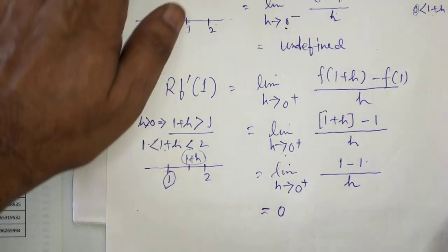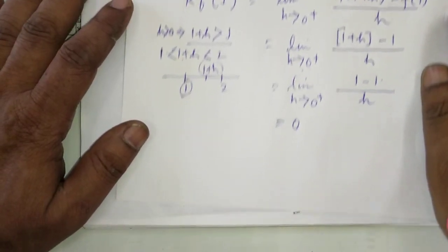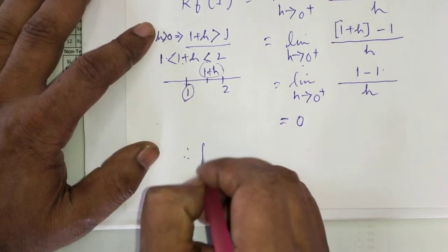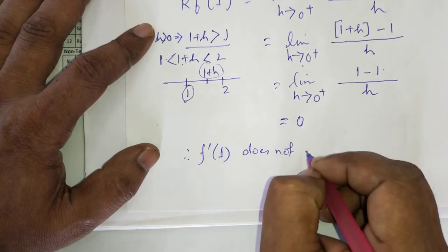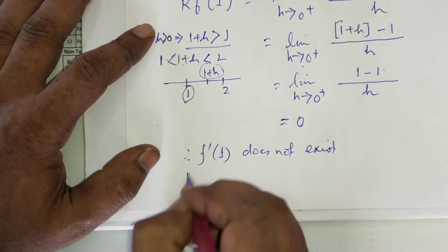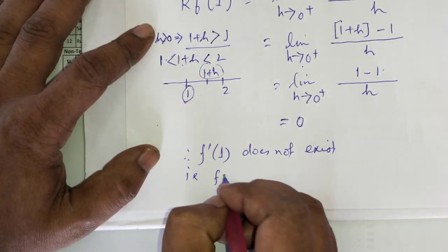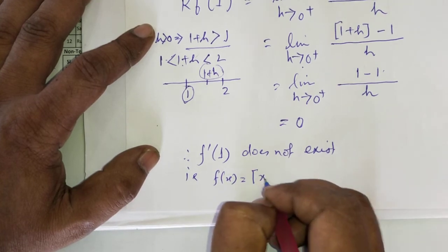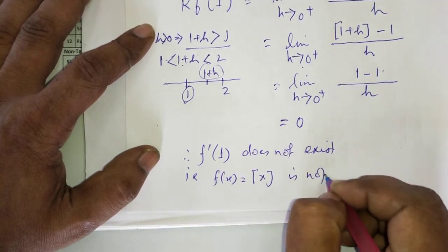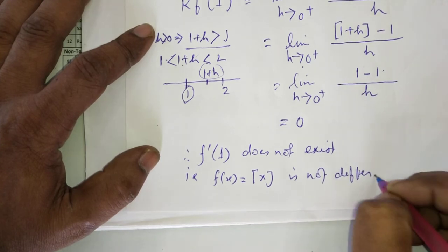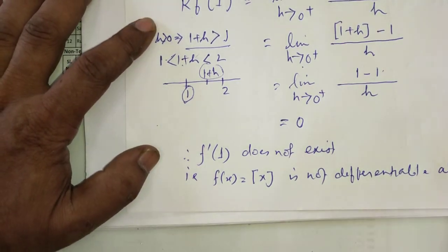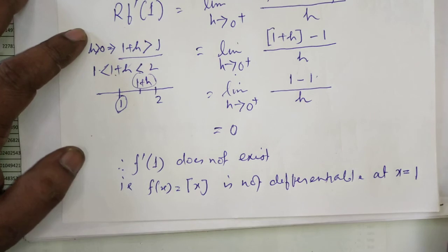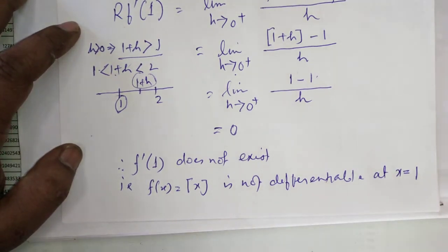So the limit does not exist. Then you can conclude that therefore f dash 1 does not exist. That is, f(x) equal to box x is not differentiable at x is equal to 1. Similarly, you can prove that the box x is not differentiable at x is equal to 2.